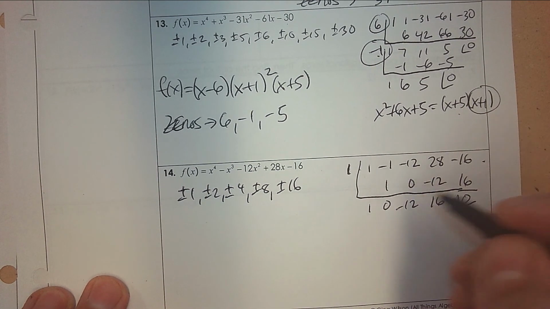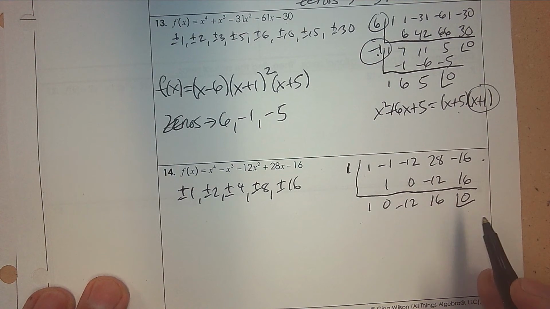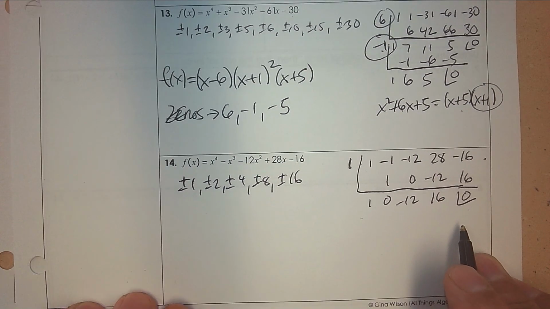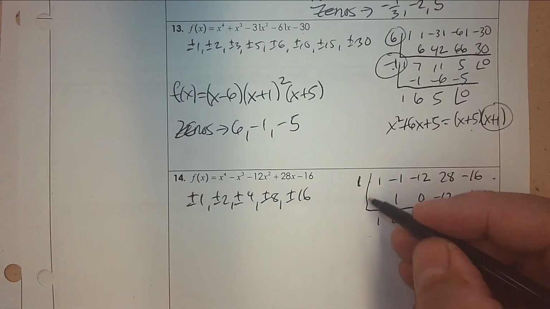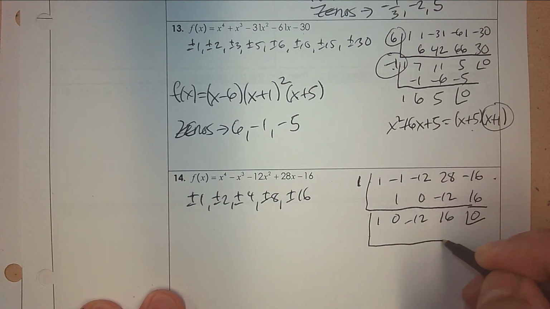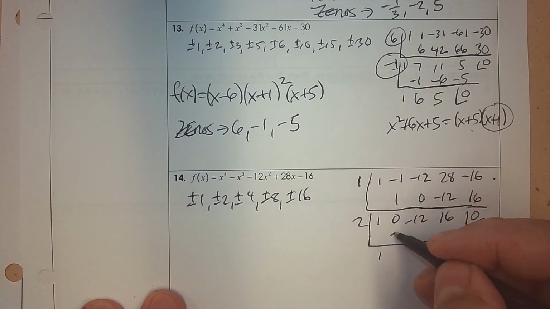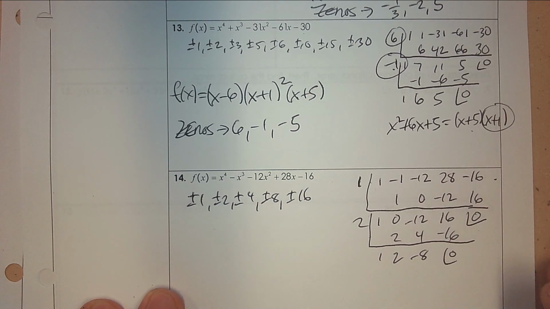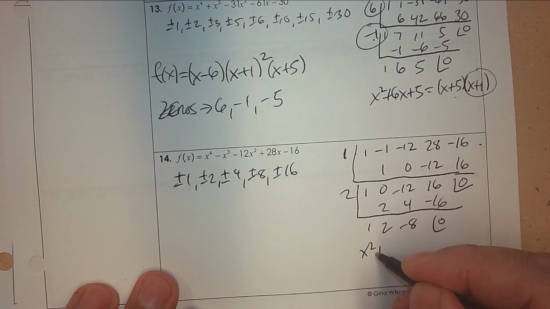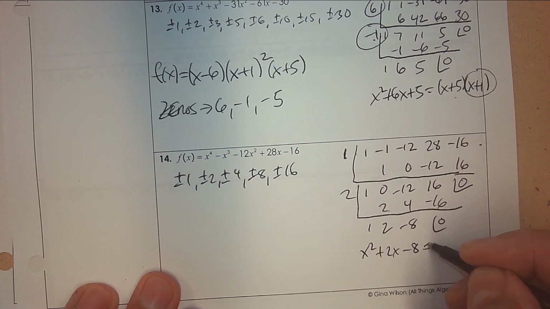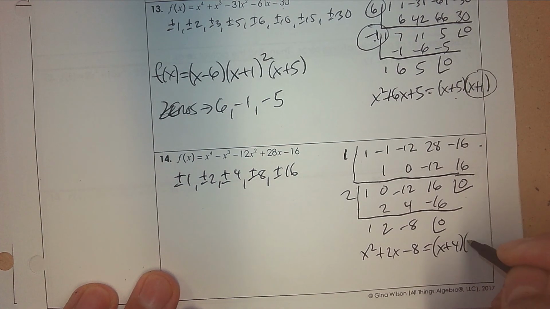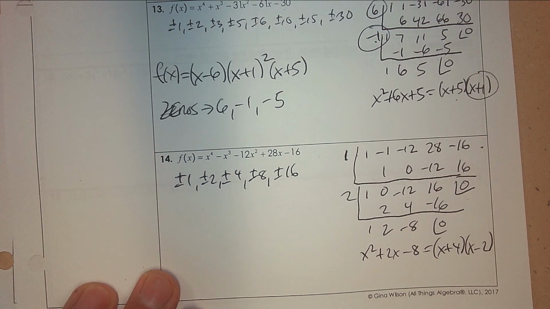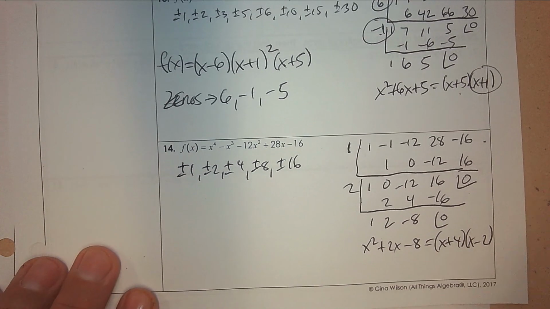Now, positive 1 won't work again because it doesn't add up to 0. So instead of positive 1, I'm going to go to the next number on my list, so I'm going to go 2. And then what's left over is x squared plus 2x subtract 8. So when you factor it, it's positive 4 and negative 2. So now we have everything we need.